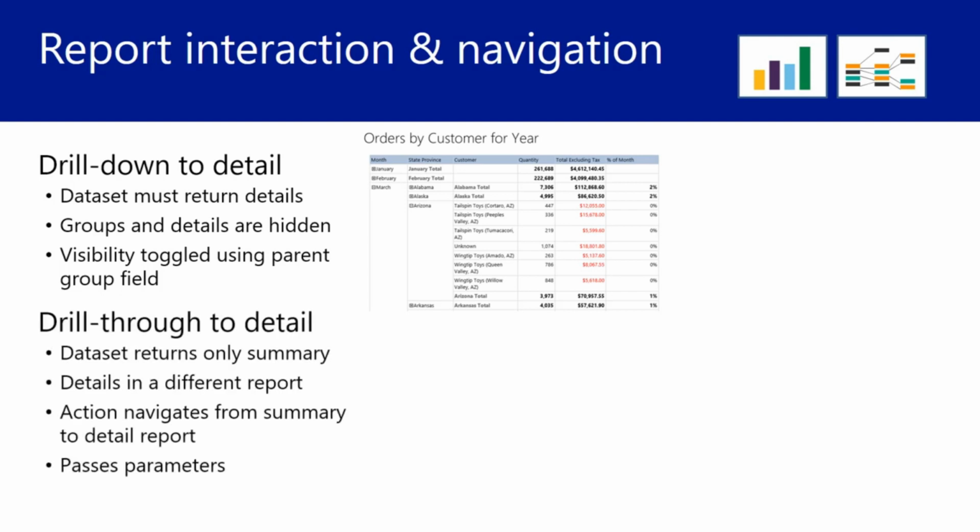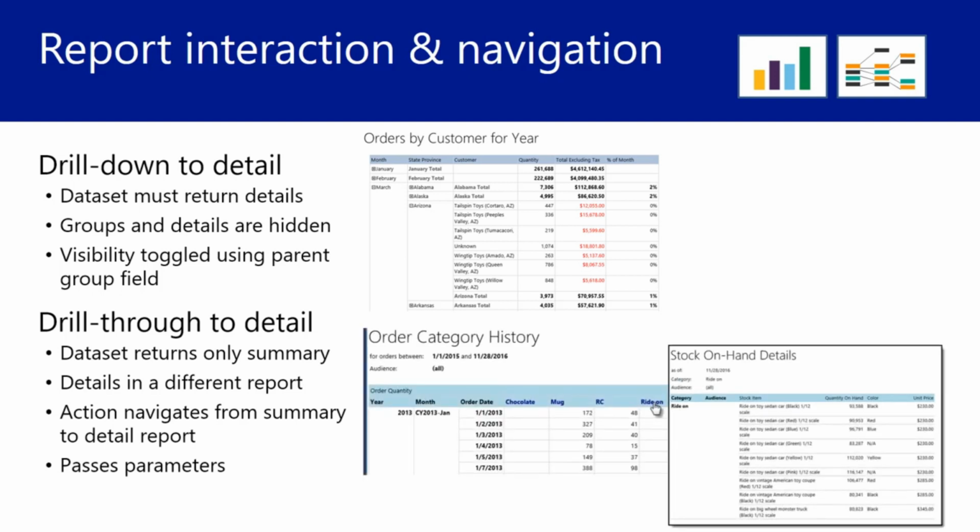In a drill through to detail scenario, at least two reports are involved. The top level report just shows summary information. That data set only needs to return the summary records. The details are in a different report. The summary report then has an action which allows the user to navigate from the summary report to the detail report, passing parameters that show details only for the selected parameter value. In this example, the order category history report is my summary report. The user clicks on a category, which then navigates them to the stock on-hand details, showing them only detail records for that category.